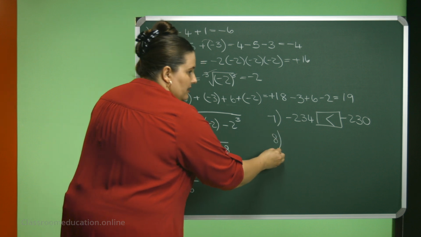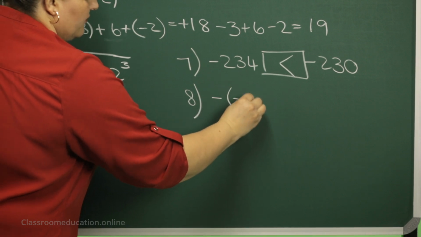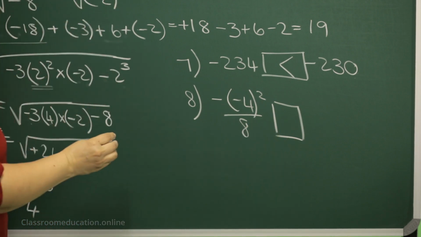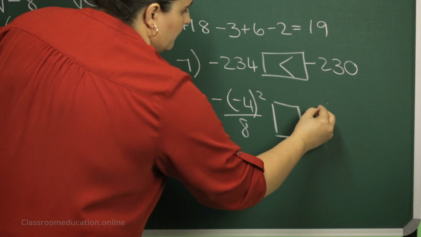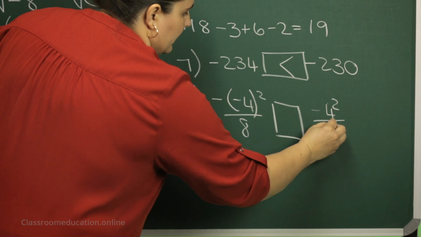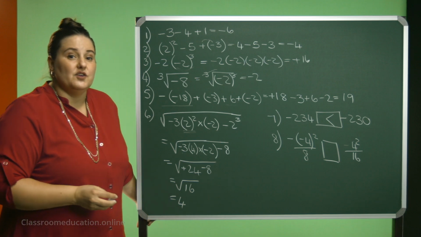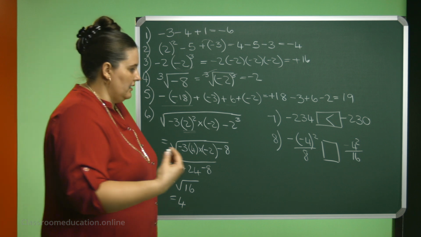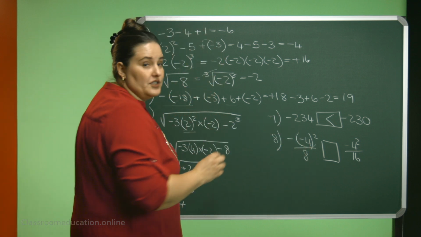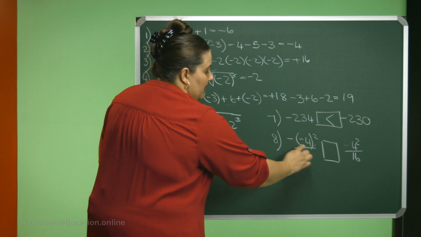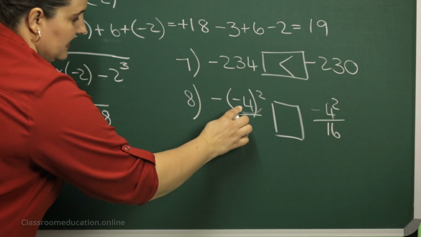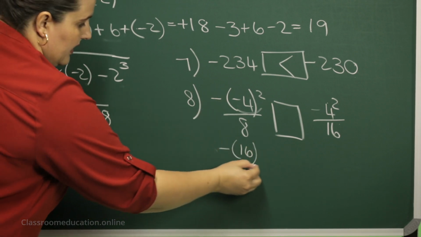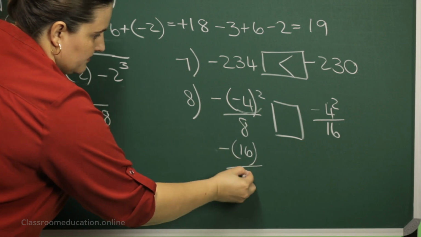Last calculation. Negative 4 squared divided by 8. And you need to put in bigger or smaller than minus 4 squared divided by 16. Now here you need to work out a bit before you can put in your inequality sign. So start there. You need to do the square first. So that will become a positive 16. The negative there stays there. And this one is 8.